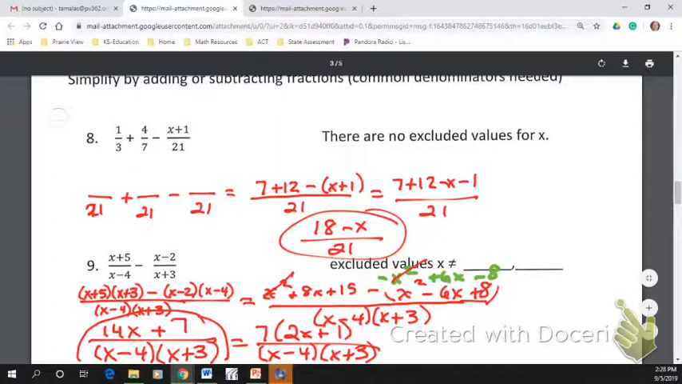Everybody okay with number 9? Yep. Okay. Number 10. Let's see where that lands us.